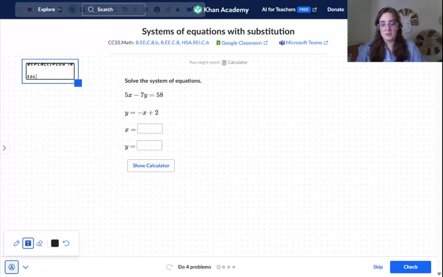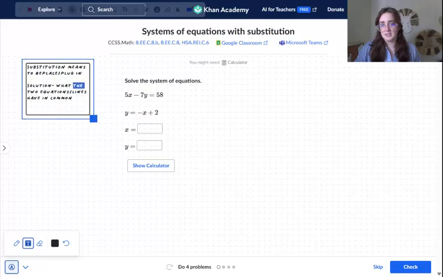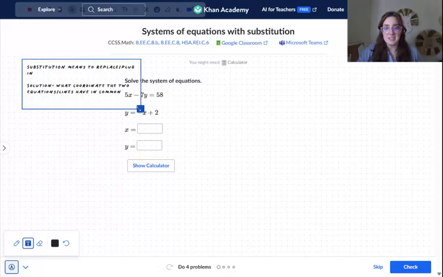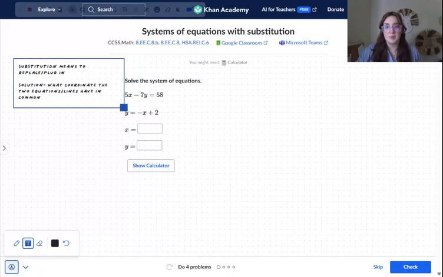And remember, a solution is what the two equations or lines have in common. Not just what they have in common, but what coordinate or point the two equations or lines have in common. So where do they overlap? Do they intersect? Remember, there are three different types.